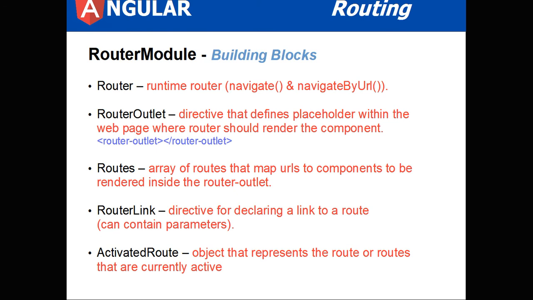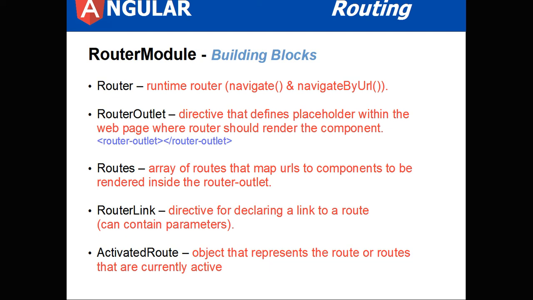Okay, so we use the router module for routing in Angular 4. The building blocks of the router module are, first, the router. There's a runtime router where you can call navigate and navigate by URL. And we have a router outlet, which is a directive that defines the placeholder within the web page where the router should render the component. It looks like this syntax I've described here, this router-outlet tag. It's pointing to where the component is going to render.